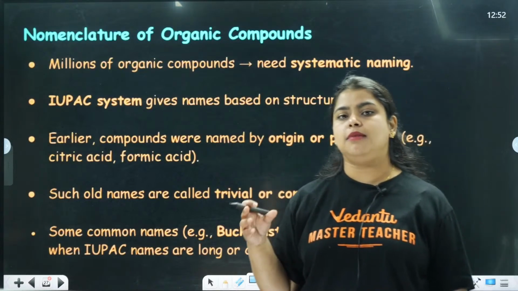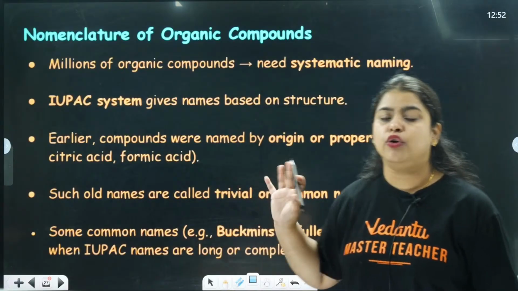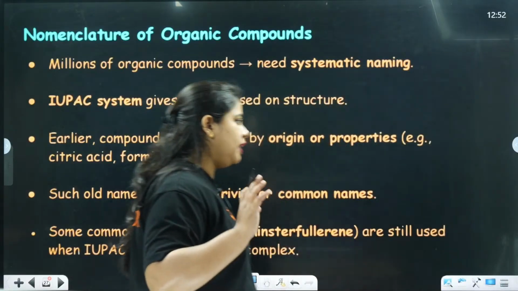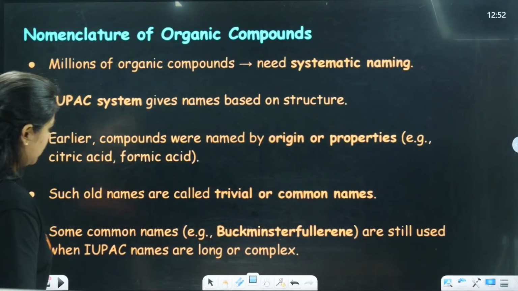My IUPAC name is what is there in my Aadhaar card. Like that only, it is also IUPAC, which we are going to learn about in detail. Clear? Next, such old names are called tribal or common names also.